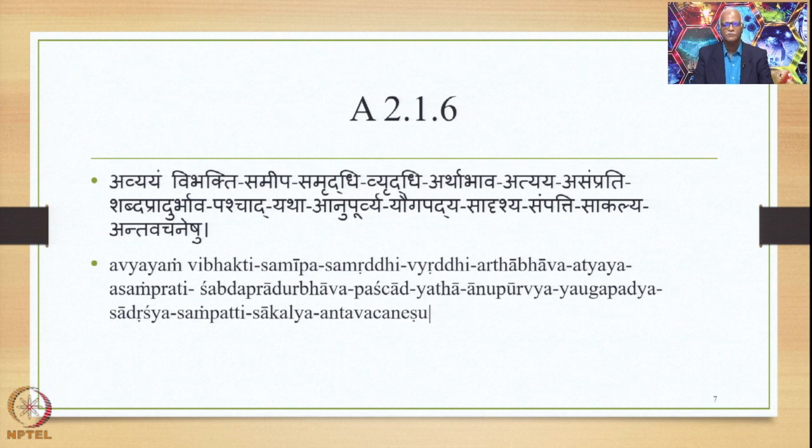The second pada is: vibhakti, samīpa, samṛddhi, vṛddhi, arthābhāva, atyaya, asampratī, śabda prādurbhāva, paścāt, yathā, ānupūrvya, yaugapadya, sādṛśya, sampatti, sākalya, antavacaneṣu. This is one pada which consists of several semantic conditions stated. Amongst them, we have already studied the avyayībhāva samāsa taking place in the semantic conditions vibhakti, samīpa, samṛddhi and vṛddhi, as well as arthābhāva, atyaya, asampratī and śabda prādurbhāva.